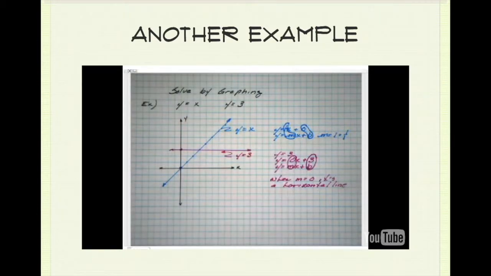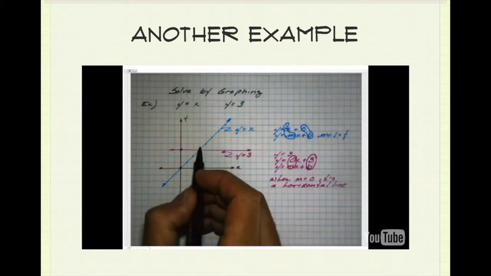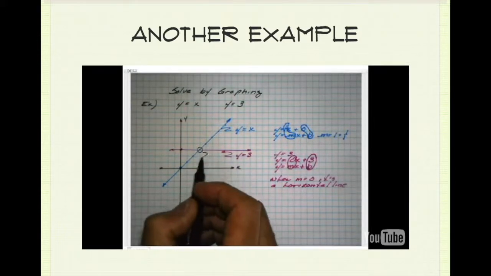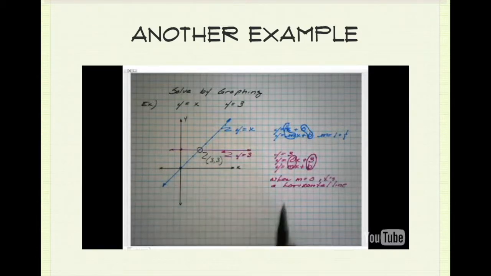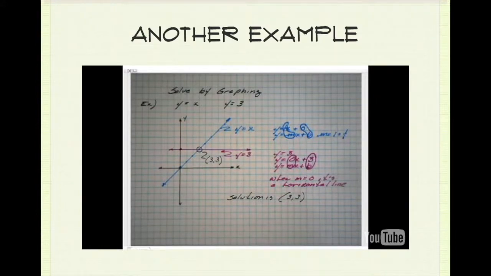And of course, what I'm really interested in is where those two lines intersect. They intersect right there, which is at the point 3, comma 3. So the solution is 3, comma 3. Of course, I'll leave the checking to you, but good luck with those types of problems.